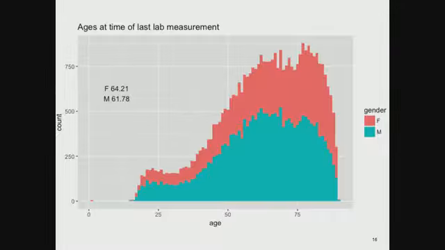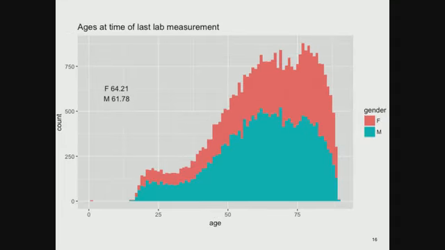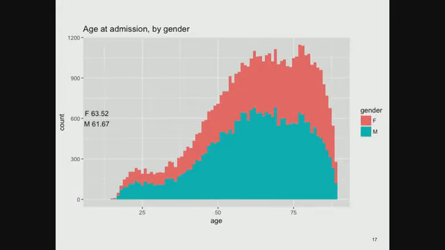males. If we look at age at admission by gender, so this is age at admission, not age at the time the last lab measurement was done. It's pretty similar curve. So we see that females were 64.21 at time of last lab measurement, 63.5 at the time of admission.